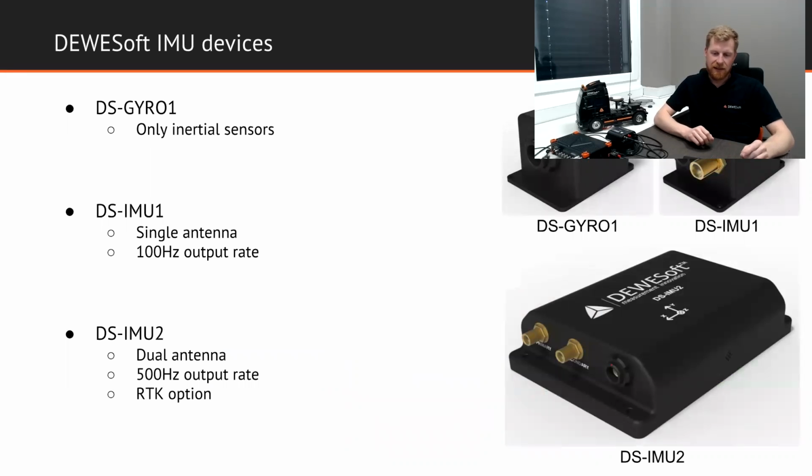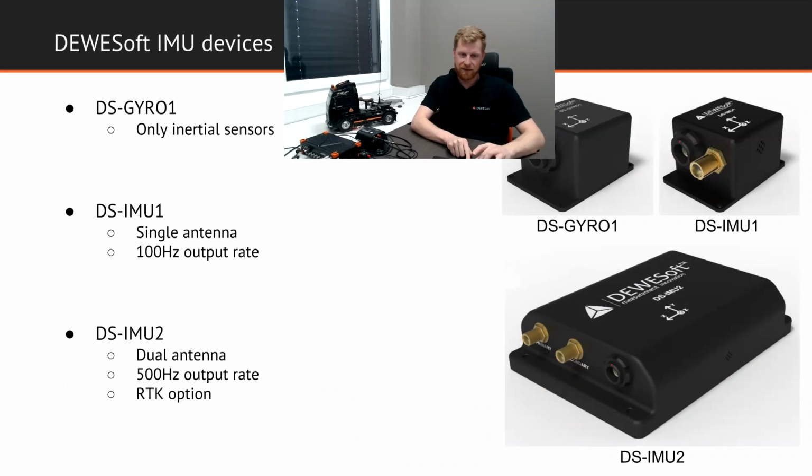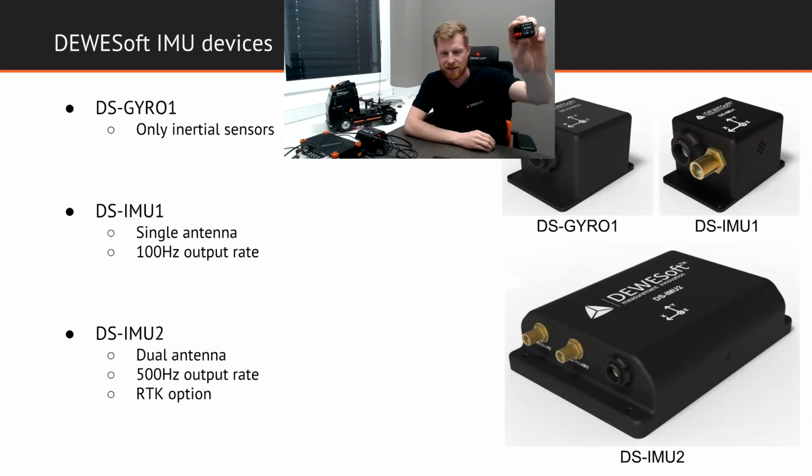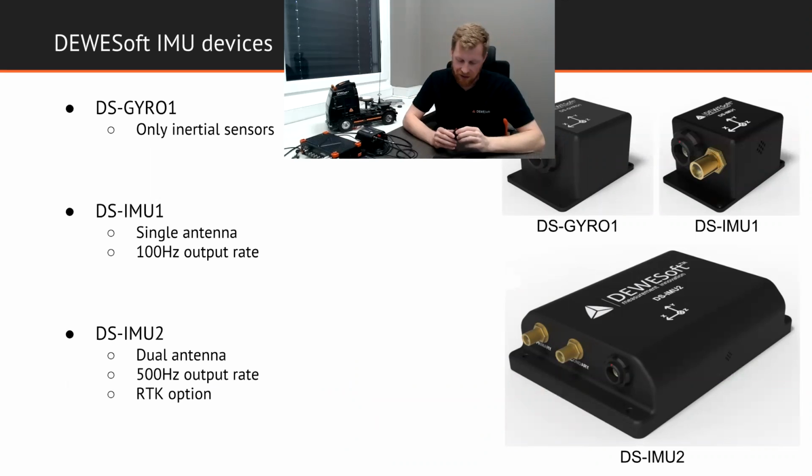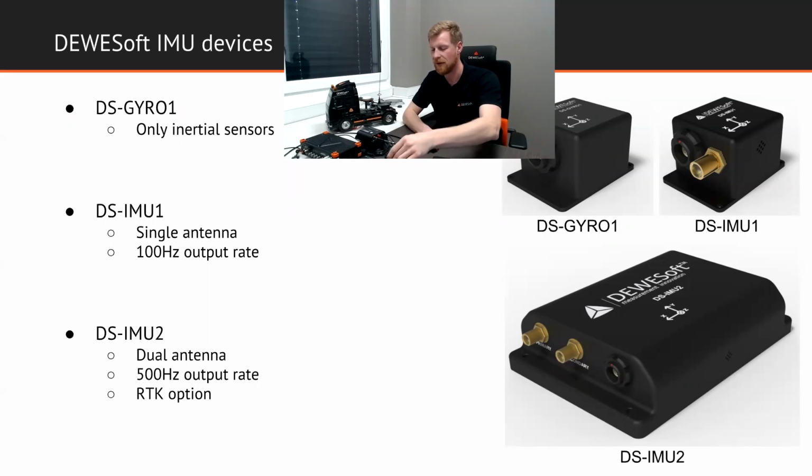And in Dewesoft, we have different devices. So we basically support smaller basic devices, which are the IMU1 or the Gyro one. As you can see, this is a really small device that can fit in the palm of the hand. And the benefit of this is that it can be really easily mounted in any vehicle. So we also provide with this a suction cup where you can just pop it on the vehicle or on the roof and immediately you can start measuring.